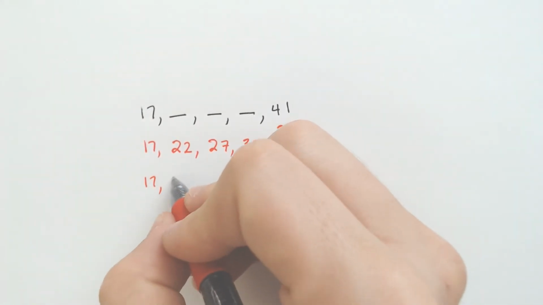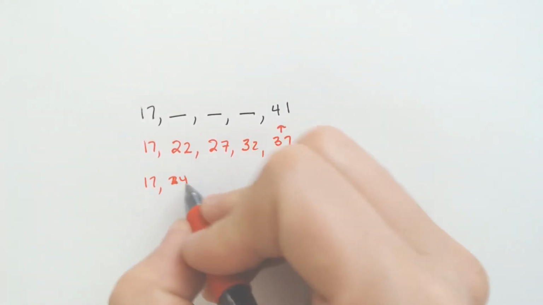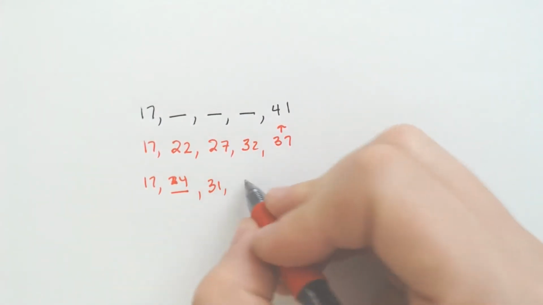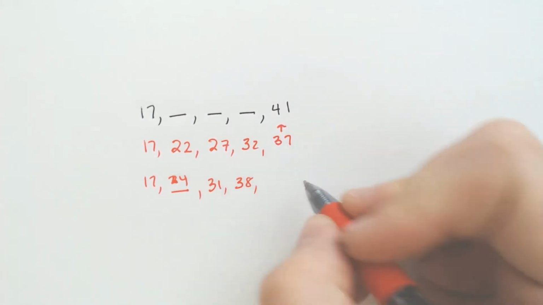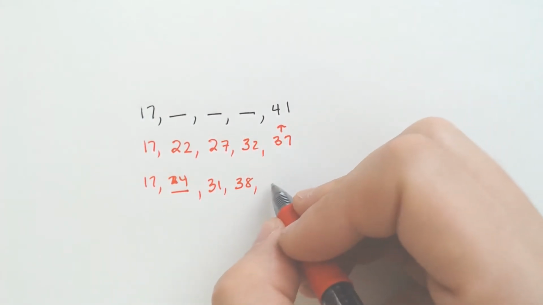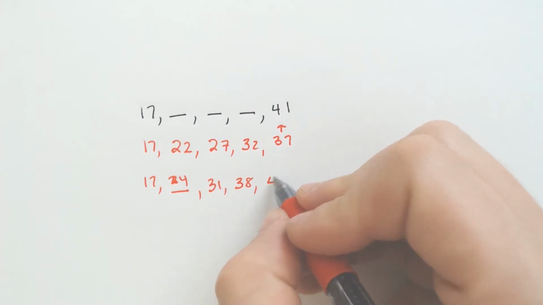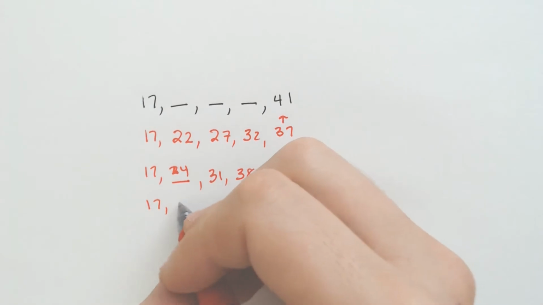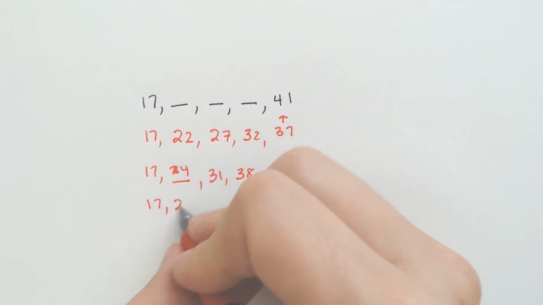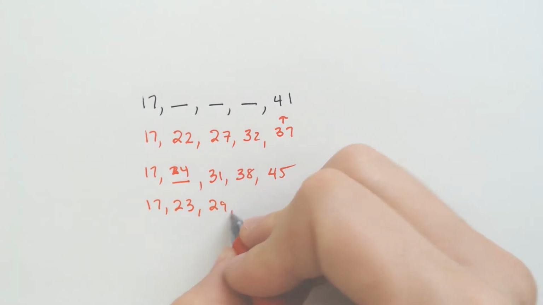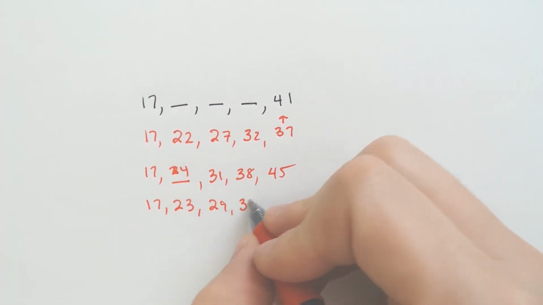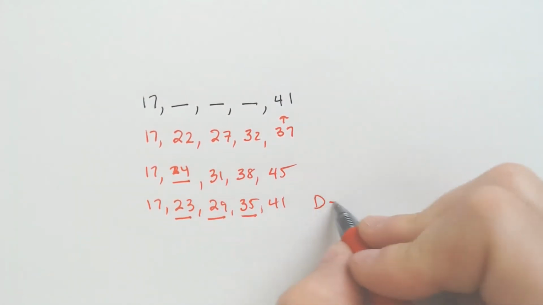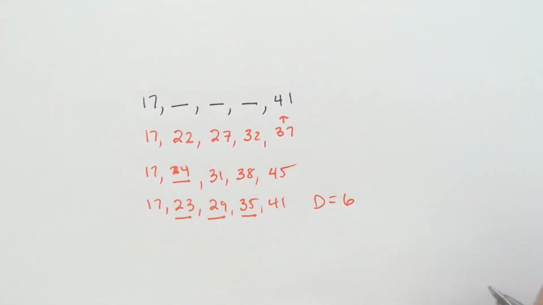17 plus 7 is 24. Oof, that was bad, 24. Plus 7 is 31. Plus 7 is 38. And then plus 7 is too big now. Oh no, because that's 45. So maybe it's not 7 and maybe it's 6. 17 plus 6 is 23. Plus 6 is 29. Plus 6 is 35. And then we get 41. And there you have your arithmetic mean with a difference of 6.